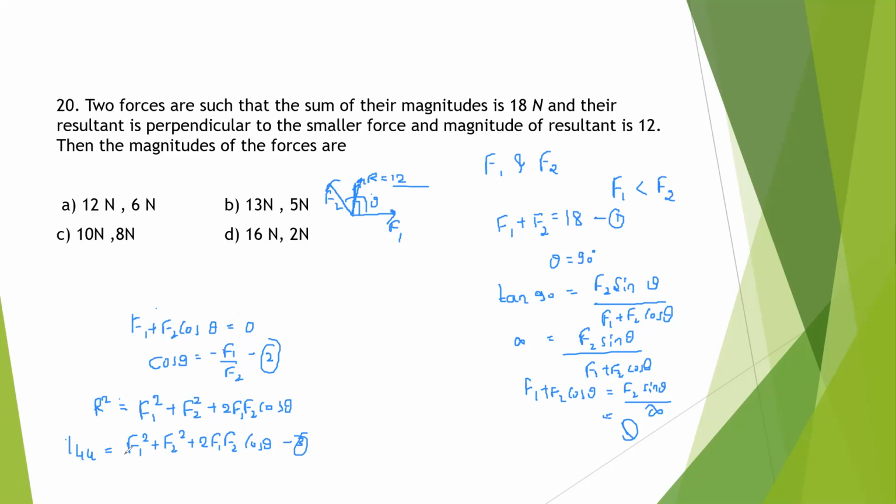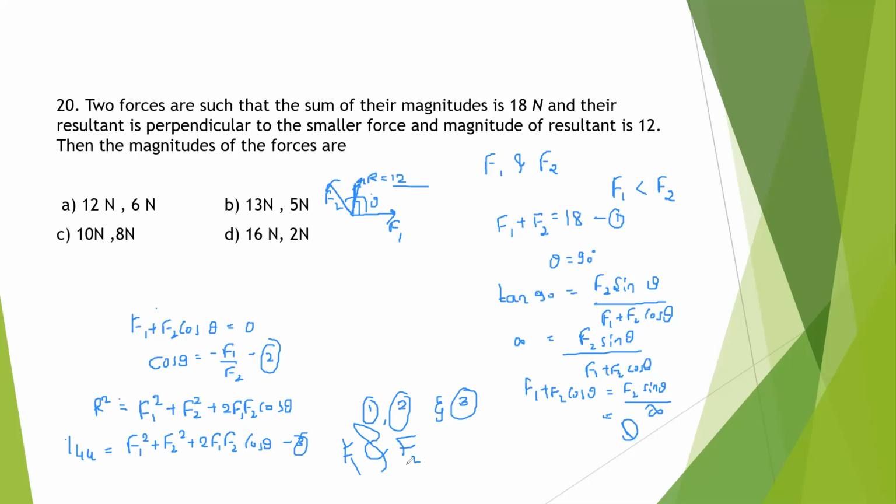Therefore, 12 square is 144, which is equal to F1 square plus F2 square plus 2 F1 F2 into cos theta. That is equation 3. Now here the important step is, if you observe equation 1, equation 2 and equation 3. What is equation 1? That is F1 plus F2 is equal to 18. What is your equation 2? Cos theta is equal to minus F1 by F2. What is equation 3? 144 is equal to F1 square plus F2 square plus 2 F1 F2 into cos theta. By solving all three equations, we can get the value of F1 and F2.